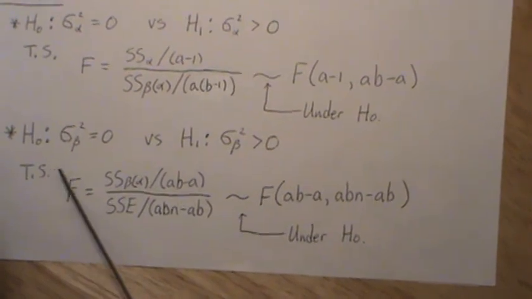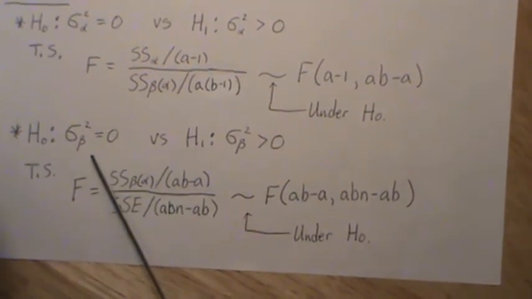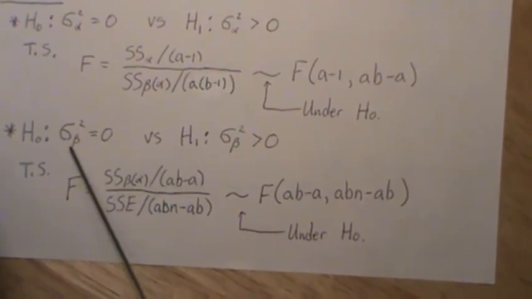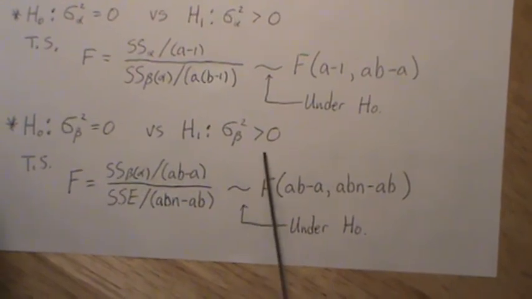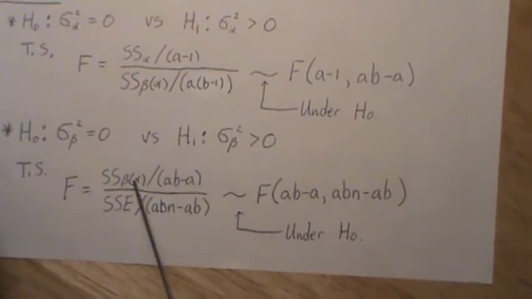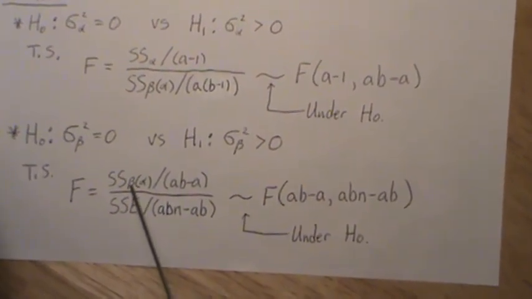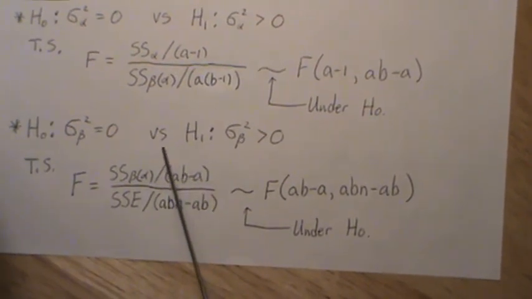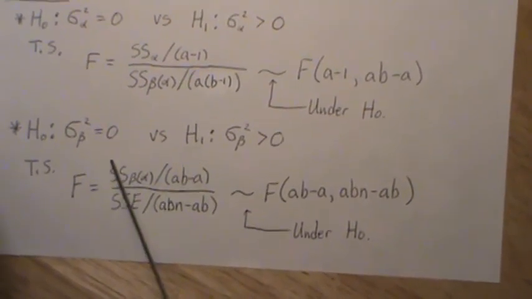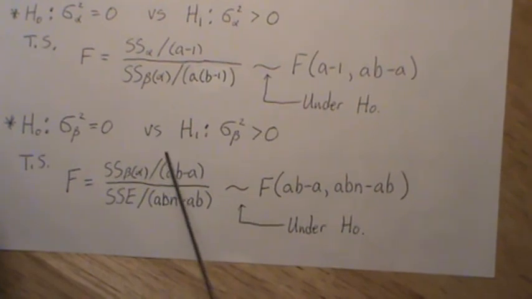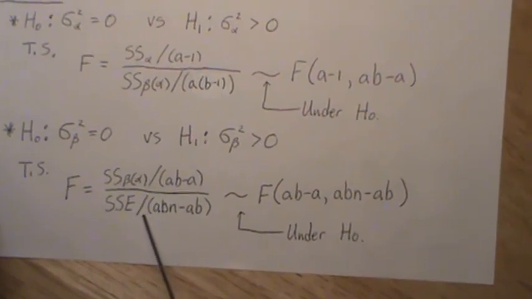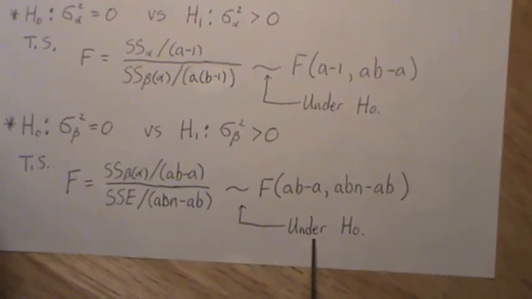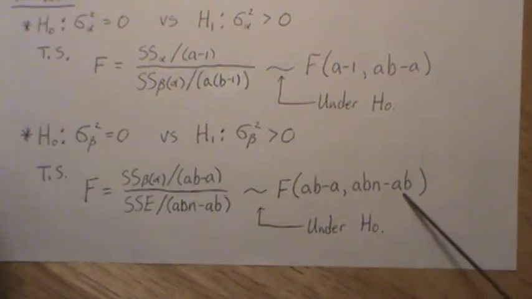And so to test the factor B effect, sigma beta squared is 0 or it's greater than 0. And we use the sum of squares for beta nested within alpha divided by its degrees of freedom, which is the mean square for beta. And this is the mean squared error. And under the null hypothesis, it is a central F distribution.